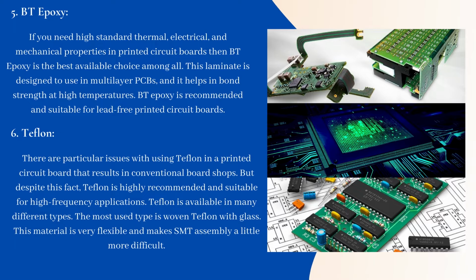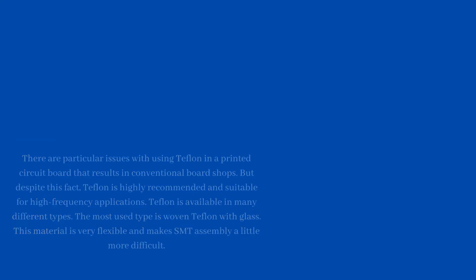Teflon. There are particular issues with using Teflon in a printed circuit board that result in problems at conventional board shops. But despite this fact, Teflon is highly recommended and suitable for high-frequency applications. Teflon is available in many different types. The most used type is woven Teflon with glass. This material is very flexible and makes SMT assembly a little more difficult.